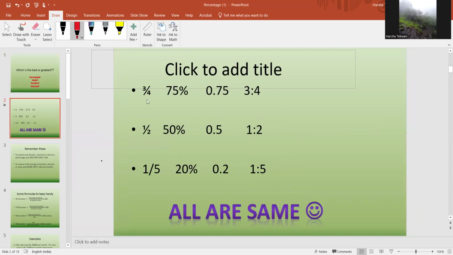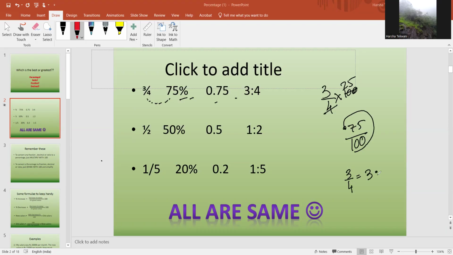See, 3 by 4. If someone wants to express it as a percentage, he would multiply with 100. You get 75%. If someone wants to express it as a decimal, 75 upon 100, so 0.75. If someone wants to express 3 by 4 as a ratio, it is 3 is to 4. So basically, all four concepts are the same. It's just that they are doing a different makeup.